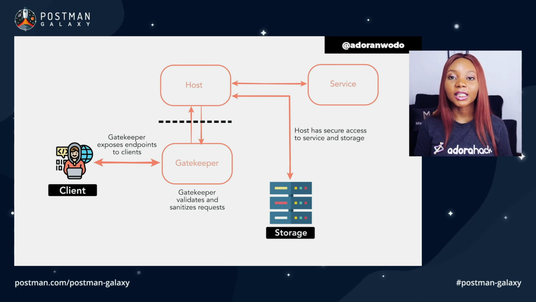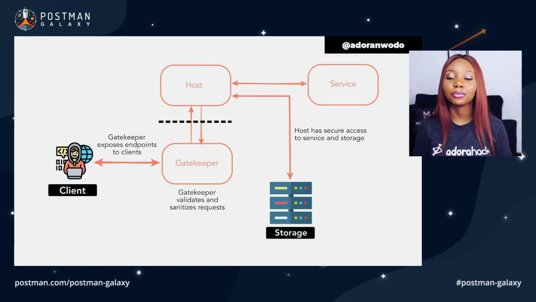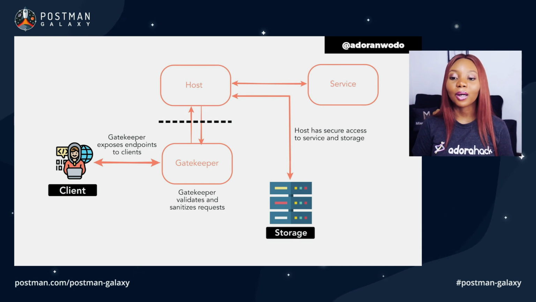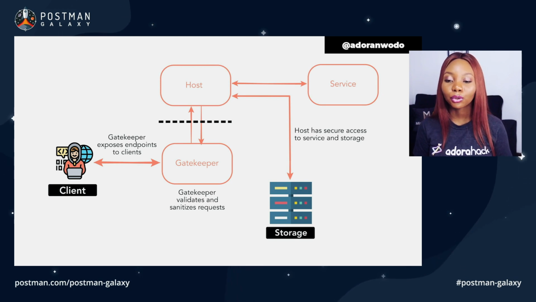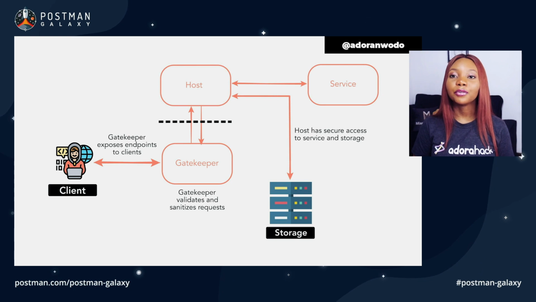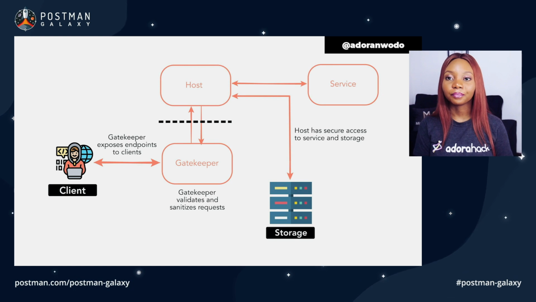Let's look at the gatekeeper. A gatekeeper is what the client communicates with. So in this diagram, as you can see, the gatekeeper exposes endpoints to a client. And when the client calls the endpoints that the gatekeeper exposes, the gatekeeper will validate and sanitize all the requests. And it only routes valid requests to the host. So you are sure that once any request is getting to a host, it is a valid request and it is a secure request. And then the host now has secure access to the service and to your storage, so it's a lot safer. That's a concept diagram.